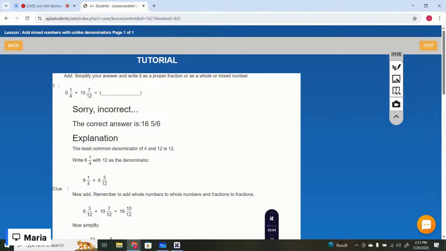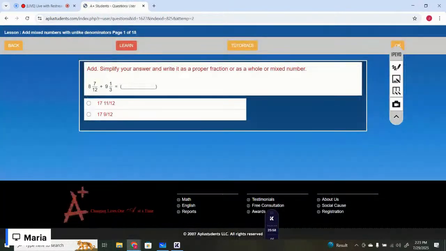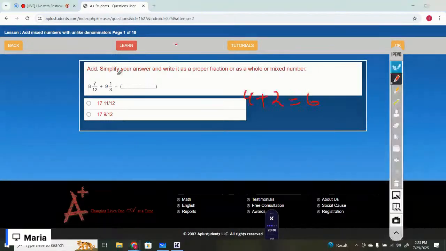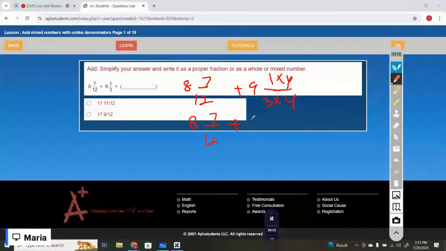Okay, let's just start with the questions. 8 whole 7 over 12 plus 9 whole 1 by 3. So you cannot add them until they have the like denominators. First make their denominators same. Multiply this fraction, only the fractional part, by 12 because 3 times 4 is 12. So just multiply the fractional part by 4. That is 8 whole 7 over 12 plus 9 whole 4 over 12.